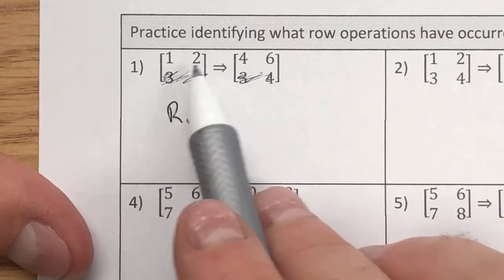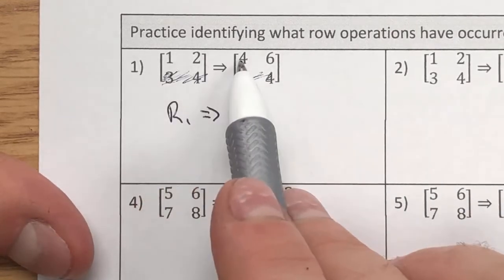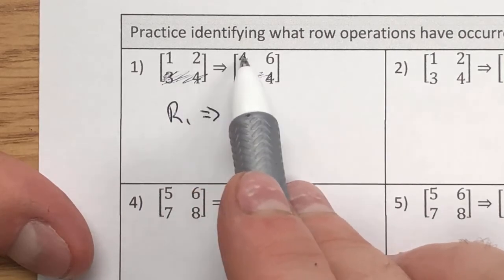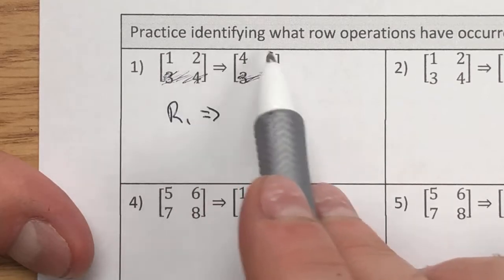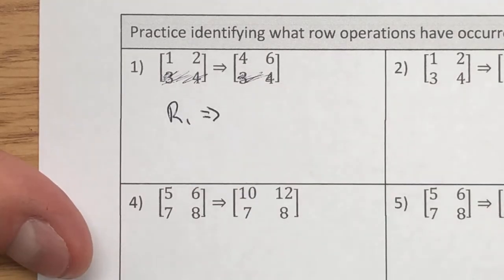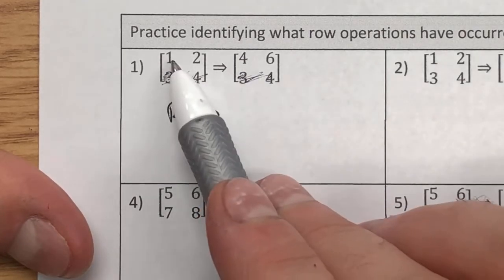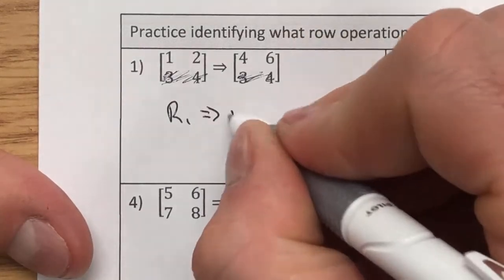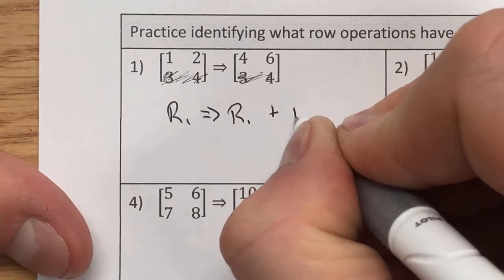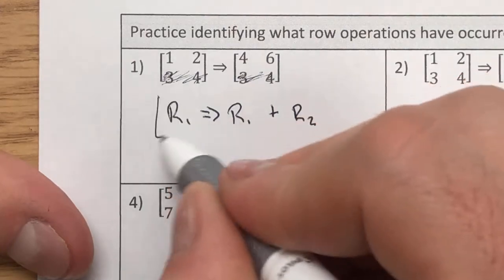So if I can't add something consistently, how about I just see, okay, 1 times what gives me 4? 2 times what gives me 6? Well, 1 times 4, 2 times 3. So it's not simply a multiplication. I could look at, well, how about this? 1 plus 3 is 4, 2 plus 4 is 6. So it's a combination of row 1 plus row 2. There we go.